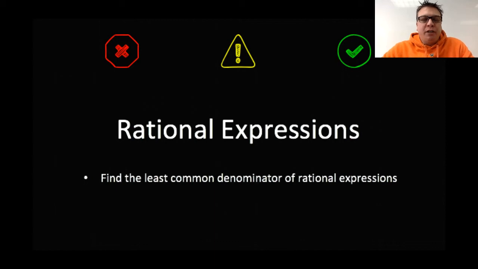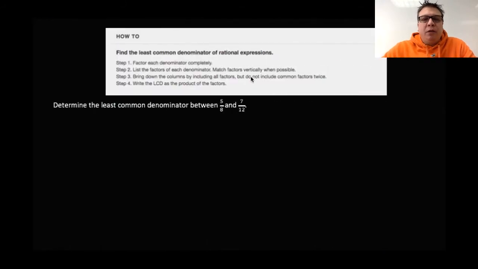On rational expressions. So how do we find the least common denominator of rational expressions? That's what we're going to work through on this particular video. First off, to figure out the least common denominator of a rational expression, we need to go through and factor each denominator completely. List those factors, match factors when possible, bring down the different columns. So I'll show you what this means in practice here.